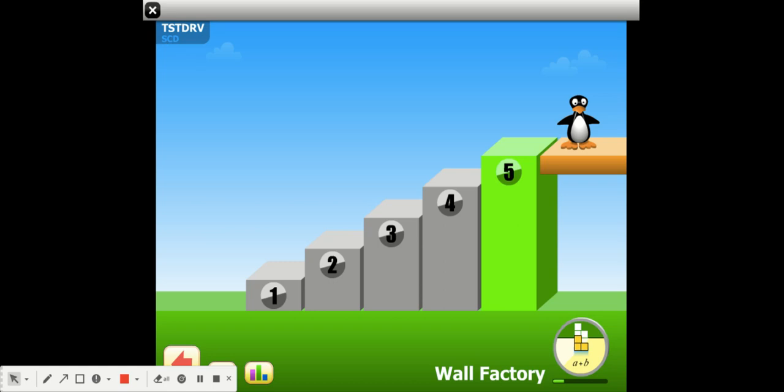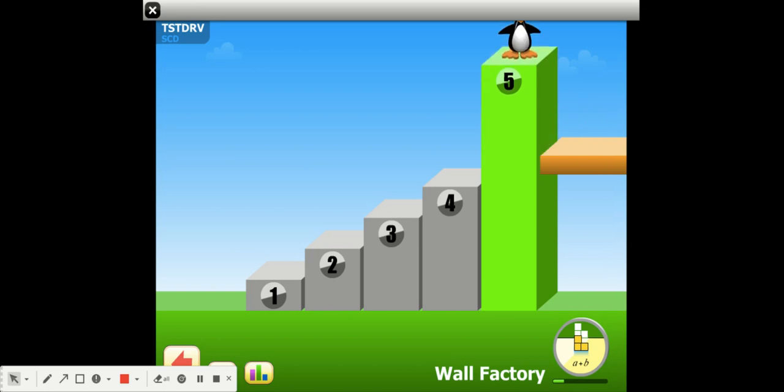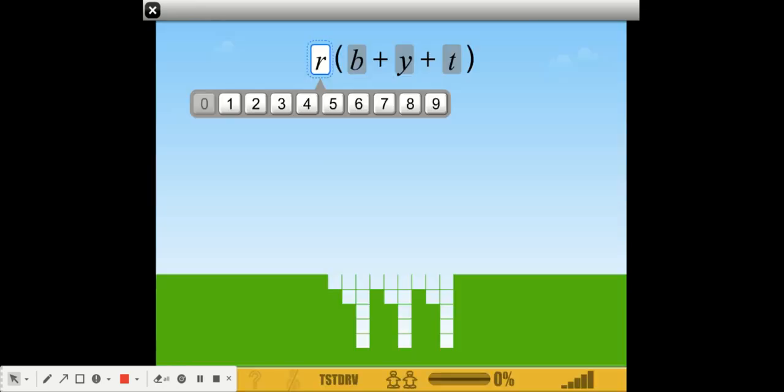So we are looking at the wall factory level in 6th grade ST Math. We're looking at level 5. The concept that wall factory is working on is the distributive property in relation to the order of operations. Each of the letters R, B, Y, T, and any other letters that the level uses are just placeholders.